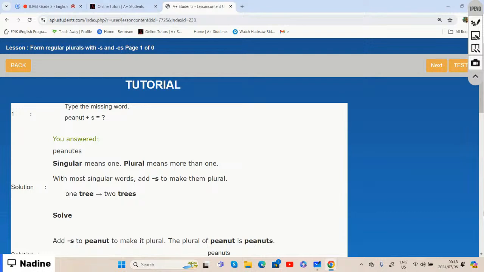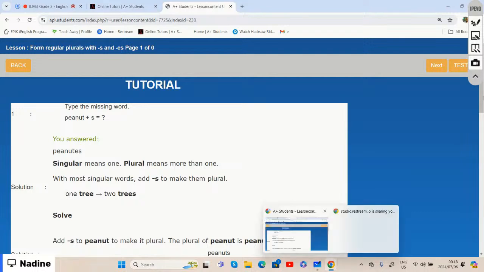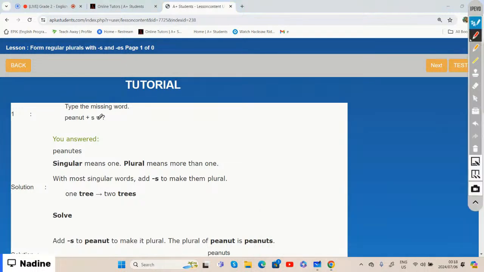All right, and peanut plus S, since it's a plural, we're going to say it is peanuts. So peanut refers to one peanut, but then we add an S, so it is peanuts, right? Which means that this is now a plural noun. From one peanut, lots of peanuts, or a packet of peanuts.